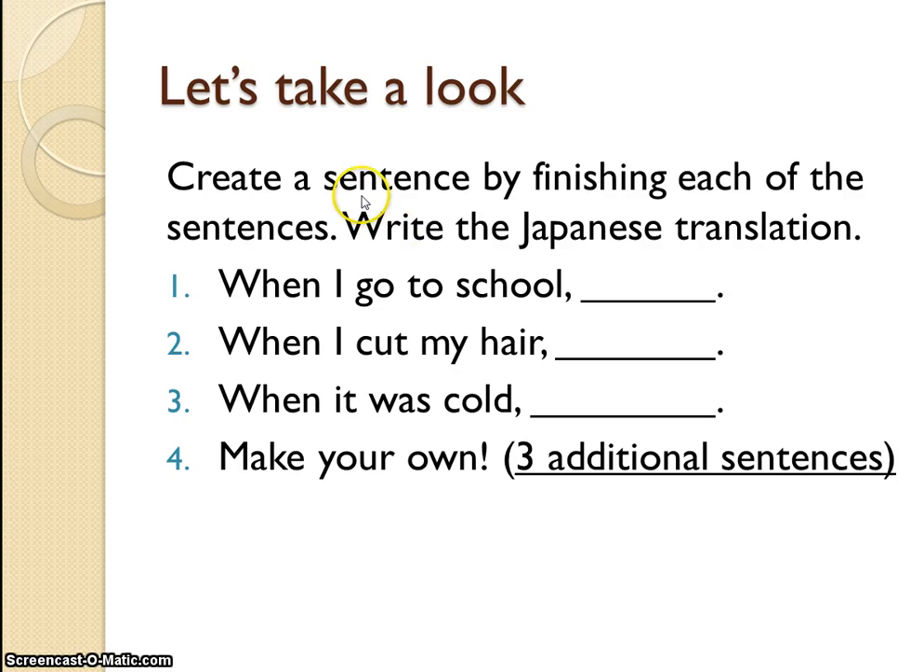Okay, so let's take a look. Create a sentence by finishing each of the sentences. Write the Japanese translation. I am going to be going over this in class, so please make sure you get this part done. And then we're going to work on the sentences as well, and the textbook pages as well. And then make sure you make 3 additional sentences. If you could write this on a separate sheet of paper or just turn in your notes so I can see them, that would be awesome. If not, just make sure you have it on some kind of sheet of paper and turn in just a paper without your grammar lesson notes. Either is fine. If you have any questions, let me know.